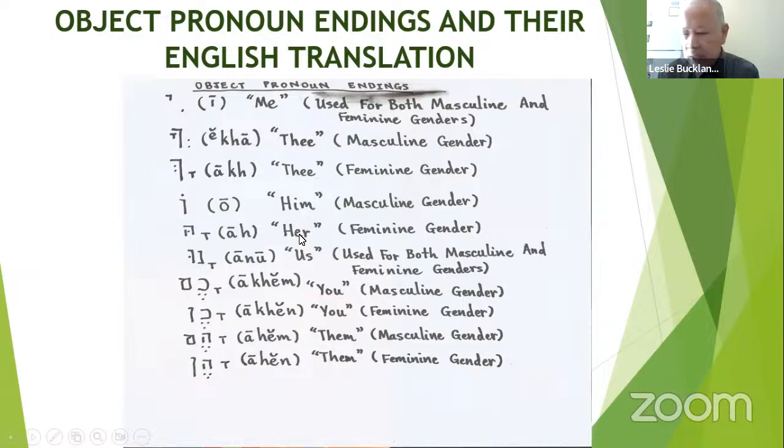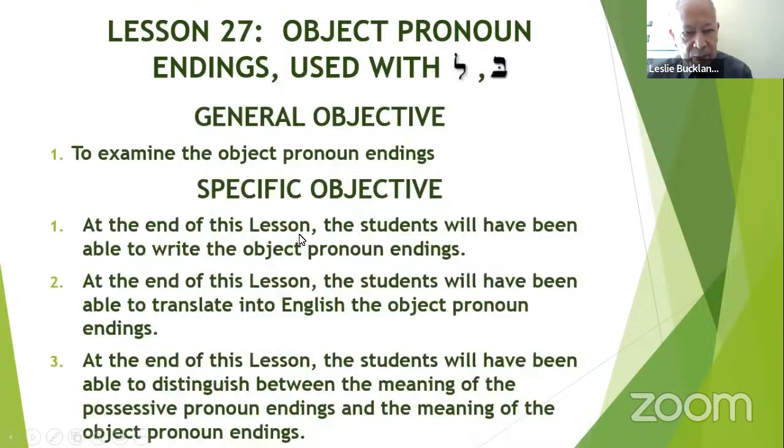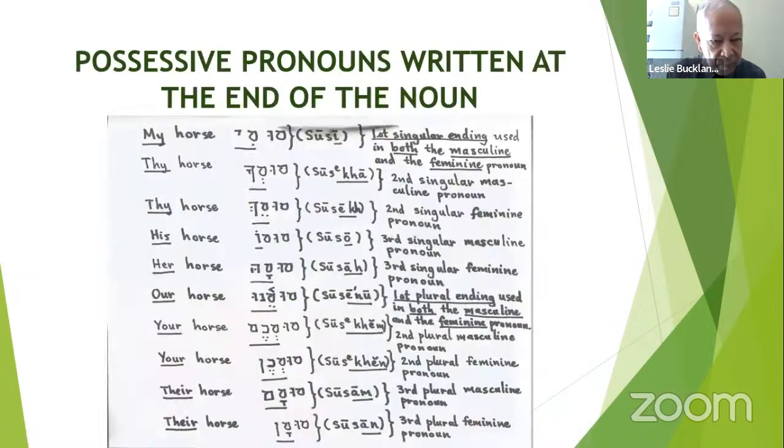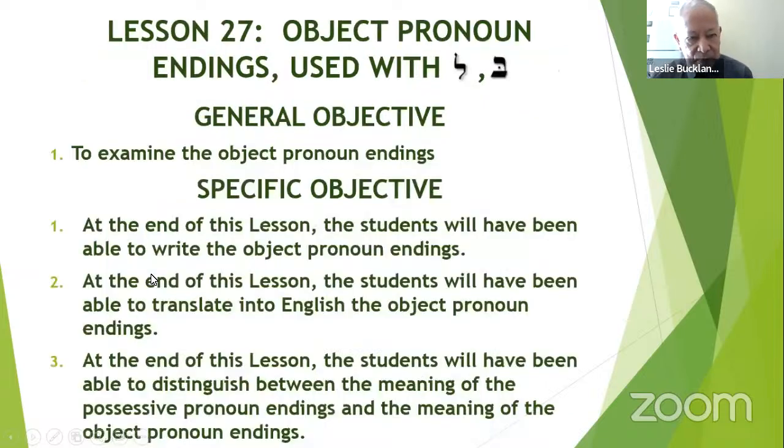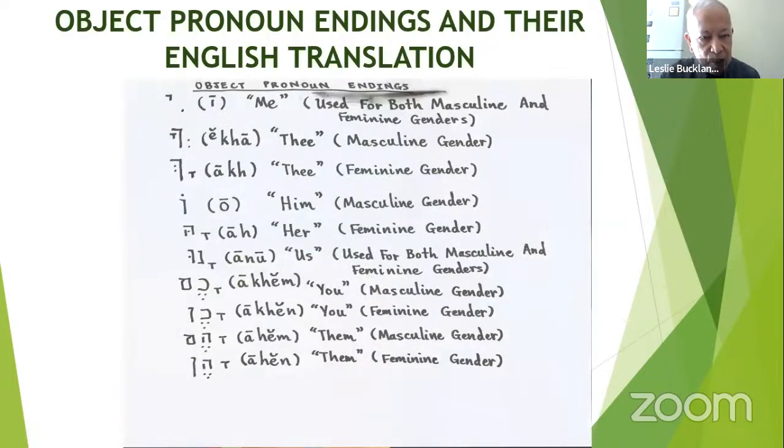translation, let me go back for that translation. Okay, well, in this case, both of them are translated the same, her. Both of them are translated the same. So, the possessive pronoun is her, and the object pronoun is also her, feminine gender.